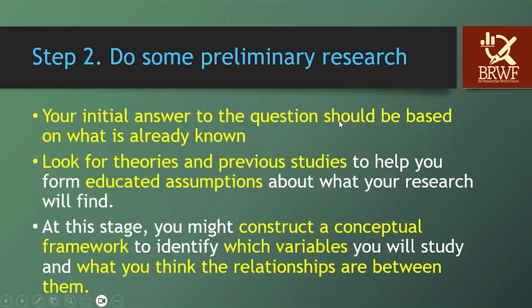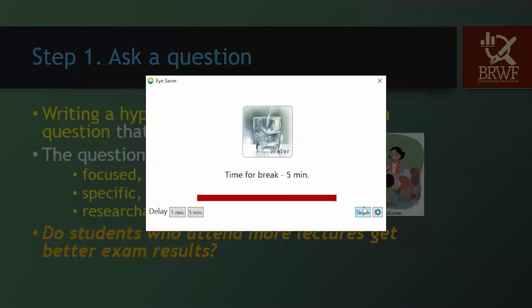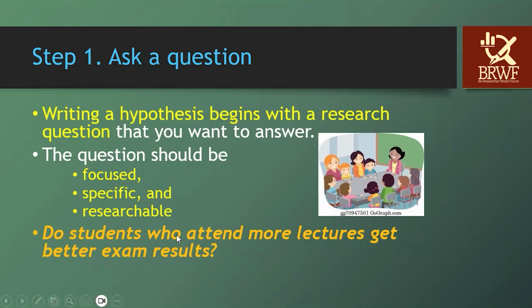So your initial answer to the question should be based on what is already known. You cannot say that students who eat more will do better in the exam. There may be a relationship, that if someone eats more, he will get more nutrition. If we take the null hypothesis, it will be that there is no relationship between lectures and exam results. You don't need to bring another factor.